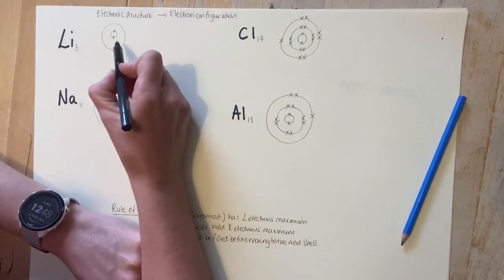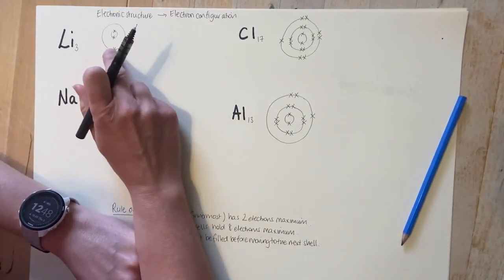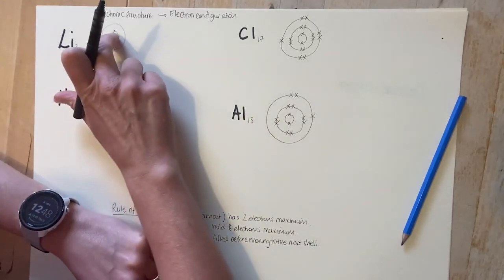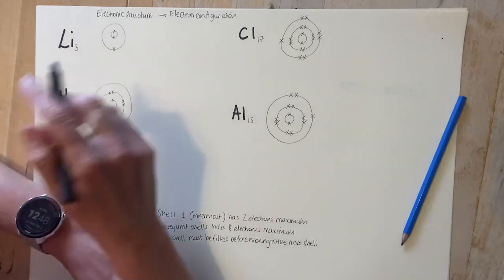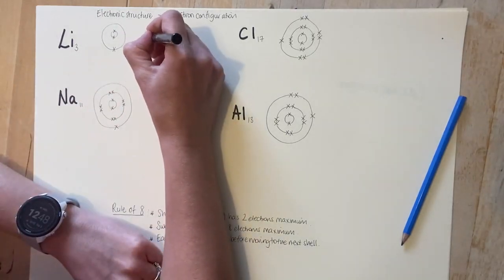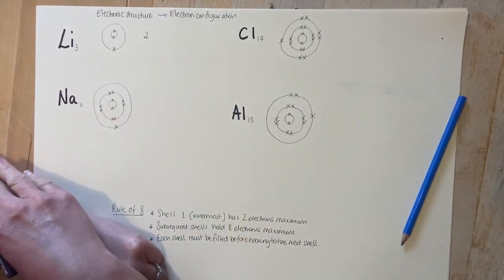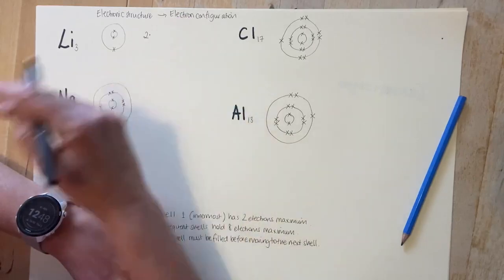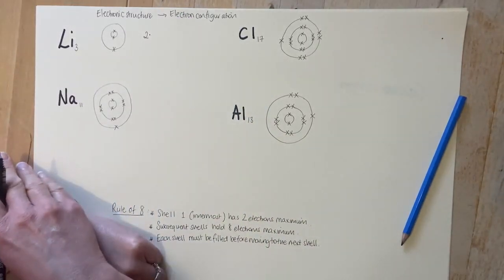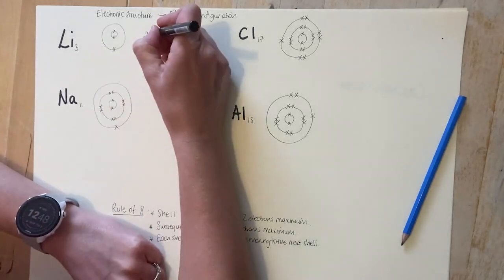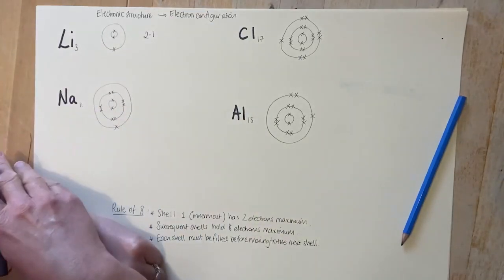And it's quite straightforward. You just start at the middle innermost shell and write down the number of electrons that are in it. In this case, there are 2. Then we move to our next shell, put a little dot to denote the fact that we are moving to the next shell, and we write down the number of electrons that are in that next shell. In this case, for lithium, there is 1. Okay?